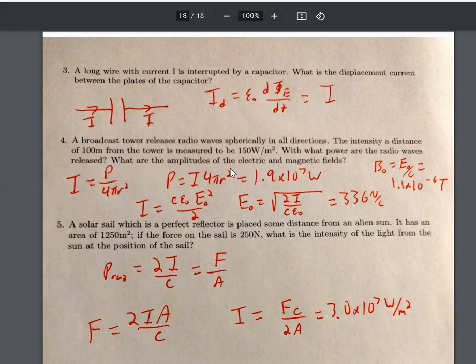Okay, now what are the amplitudes of the electric and magnetic fields? Well, we looked at a whole bunch of different equations for the intensity, but one of them was this. It's the speed of light times epsilon naught times the magnitude of the electric field squared over 2. So we can solve this for the electric field. We'll get this expression. And we know the intensity, we know the speed of light, and we know epsilon naught. So the magnitude of our electric field is 336 newtons per coulomb. Now remember, the magnitude of the magnetic field is always the magnitude of the electric field divided by c. And so we just divide this by the speed of light. And so we get 1.1 times 10 to the minus 6 Tesla.